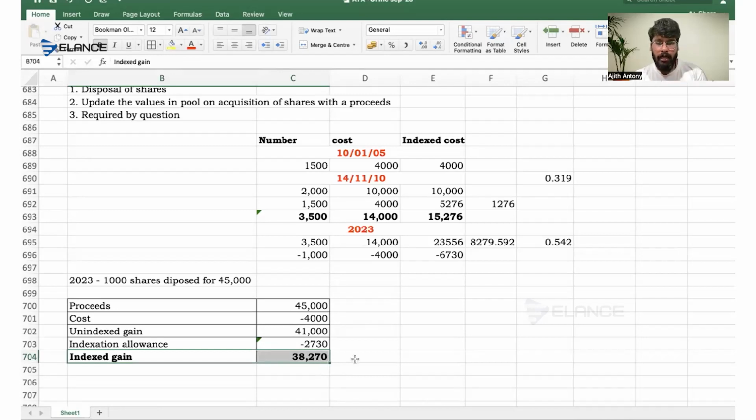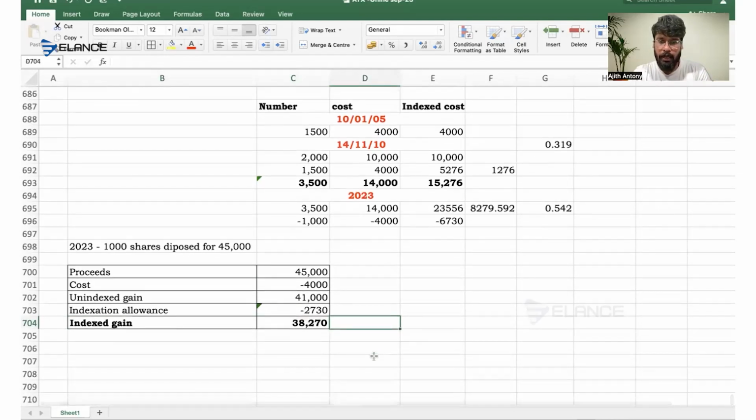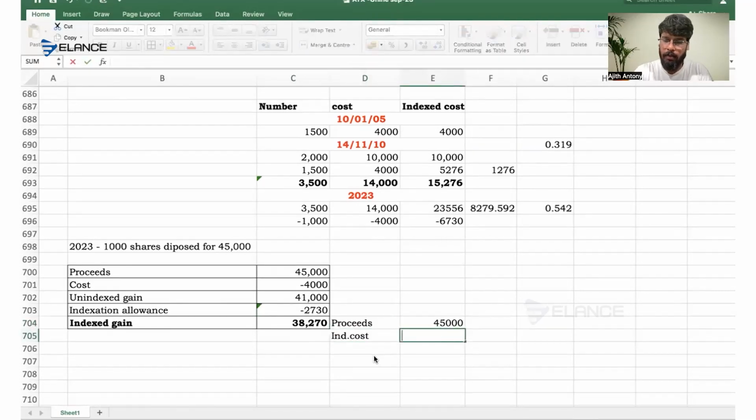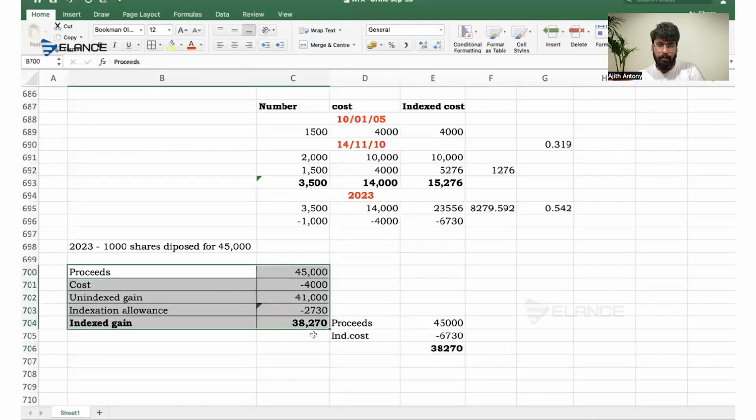ഇനി വേറൊരു പരിപാടിയും കൂടി ഉണ്ട്. ഇൻഡെക്സ്ഡ് ഗെയിൻ കിട്ടണമെങ്കിൽ ഡയറക്ട്ലി നേരെ പ്രൊസീഡ്സ് എടുക്കുക. പ്രൊസീഡ്സ് നമുക്ക് 45,000 ആണ്. അതിൽ നിന്ന് നേരെ ഇൻഡെക്സ്ഡ് കോസ്റ്റ് കുറച്ചാലും മതി. നമ്മുടെ ഇൻഡെക്സ്ഡ് കോസ്റ്റ് എന്ന് പറയുന്നത് എത്രയായിരുന്നു? 1000 ഷെയറിന്റെ ഇൻഡെക്സ്ഡ് കോസ്റ്റ് 6730. എന്നാലും നമുക്ക് 38,270 കിട്ടും.